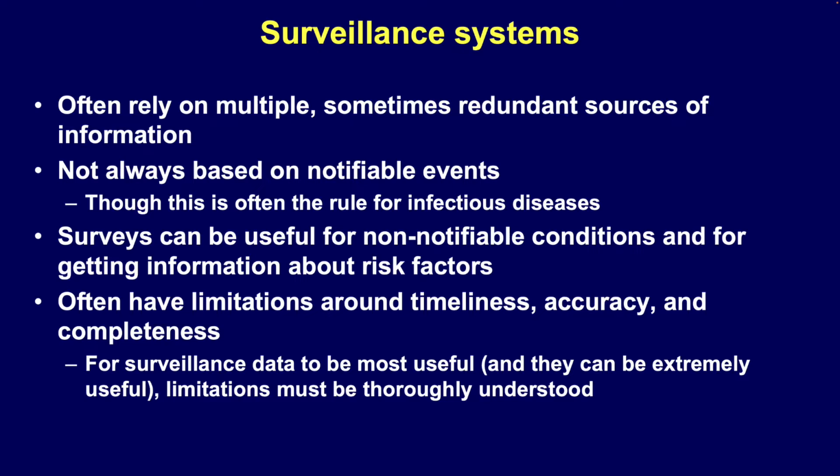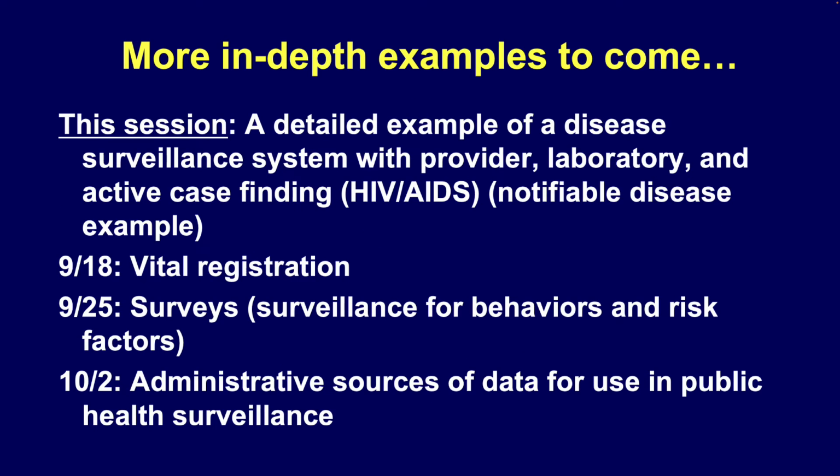Surveillance systems can often have limitations, though, around timeliness, accuracy, and completeness. For surveillance systems to be most useful, you really do need to understand their limitations thoroughly. Indeed, a lot of what this course is about is giving you the tools to assess the strengths and limitations of surveillance systems so you can gain insights to help you really understand how they can be used most effectively. And we'll have more in-depth examples of some of these data sources to come later in the course.